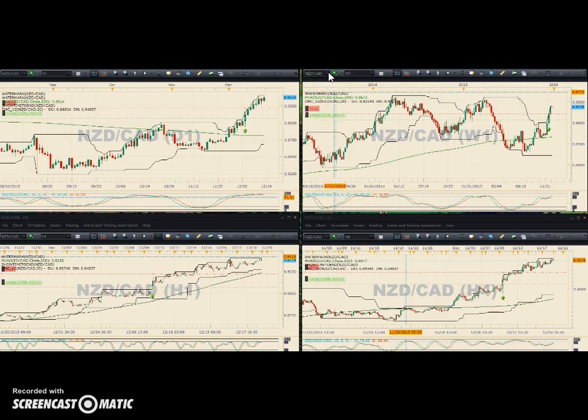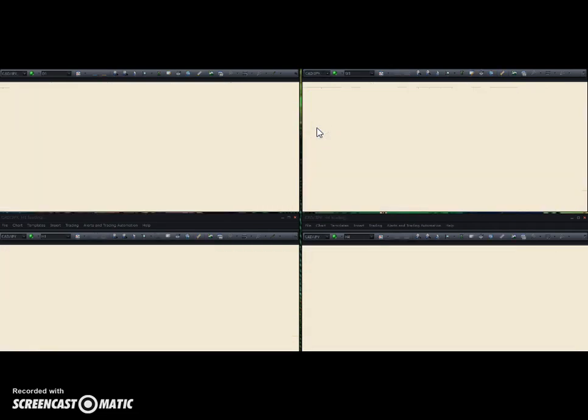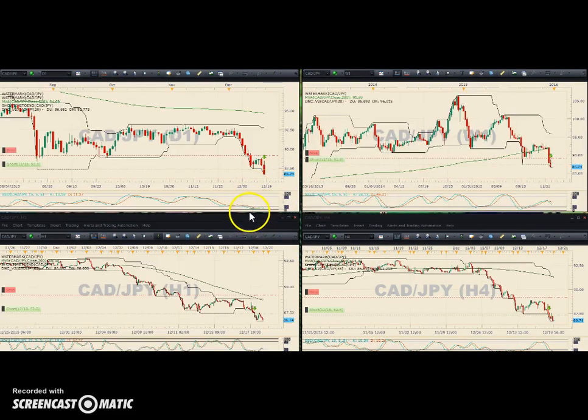Okay, let's take a look at what was the last one we had. That was the CAD yen, I believe. And yes, that was it. So the CAD yen is moving in the opposite direction, because you might have seen one of the commonalities in these three trades is they all have the Canadian dollar in them.